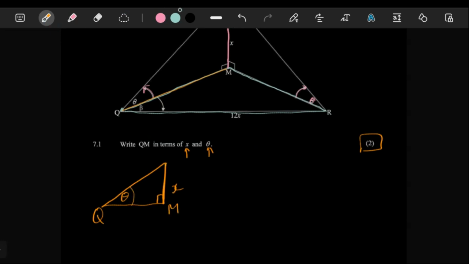If you look at it nicely, it's a right angle triangle. You're looking for the adjacent, but you're given the opposite. You have the angle over there, so you're just going to use tan. So tan theta is opposite over adjacent. And then you can just isolate QM.